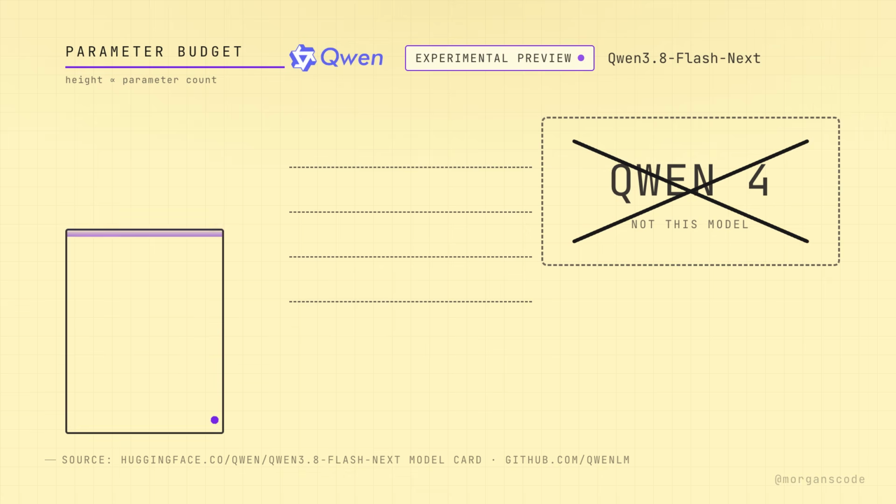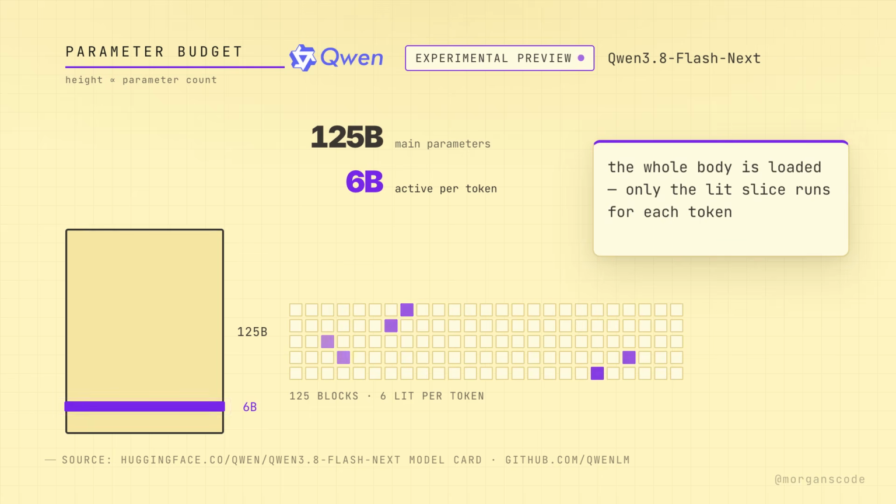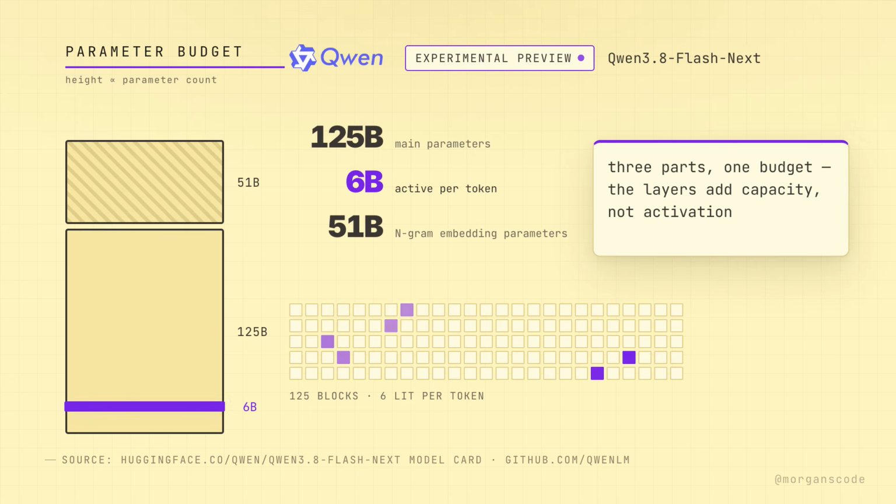Flash Next is not Qwen 4 itself. Qwen describes it as an experimental preview of the architecture that will underpin Qwen 4. Its main model contains 125 billion parameters, but activates only 6 billion per token. It also includes 51 billion n-gram embedding parameters and a 4 billion multi-token prediction module.